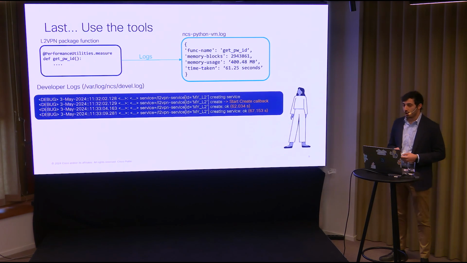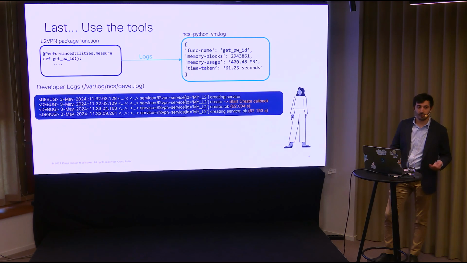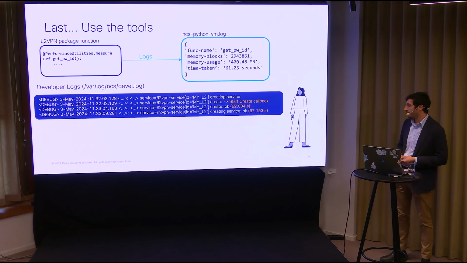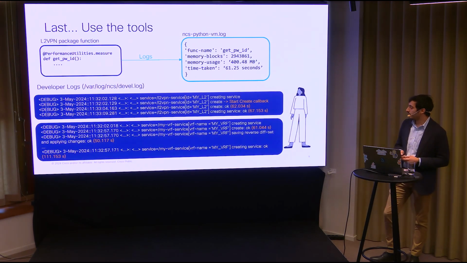Looking at the log, she found out that the L2VPN service was taking 62 seconds to execute the Python code inside the create callback, and 67 seconds to execute pre-modification, post-modification callback, and calculating the reverse diff set from NSO. Looking at the L3 package, she also saw that the create here took 61 seconds.